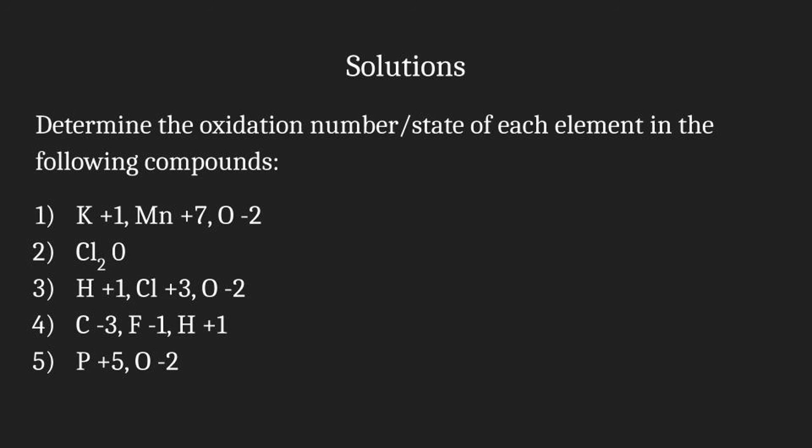For question 4, C or carbon had a -3 oxidation state, fluorine had a -1 oxidation state, and hydrogen had a +1 oxidation state. And for the last question, phosphorus had a +5 oxidation state, and oxygen had a -2 oxidation state. Hopefully you got these.